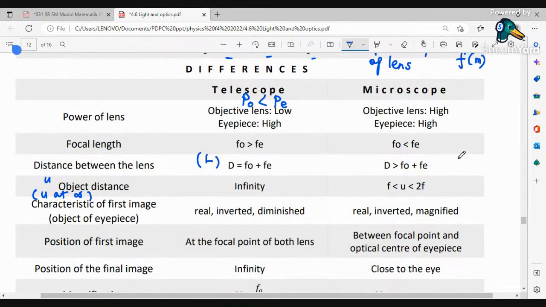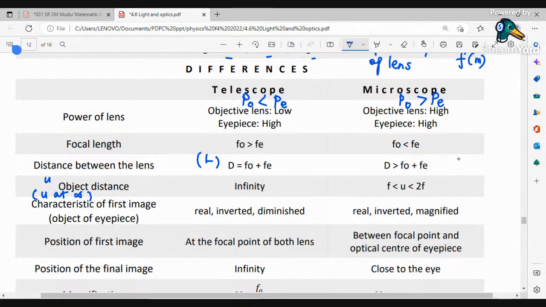Teleskop. Okay, microscope, you nampak tadi lenses dia terbalik. Kalau yang teleskop, yang lebih tebal ialah eyepiece. Tapi mikroskop yang lebih tebal ialah objective lens. Okay, maksudnya power of objective is more than dia. Okay, so nampak sini eyepiece.